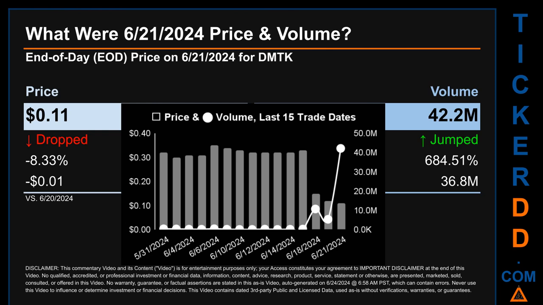The graph shows price and volume for the last 15 trade dates. Across a range of 24 cents, the max and minimum end-of-day price were respectively 0.35 and 0.11. Volume saw a range of 42.1 million, from a day low of 117.7 thousand to a day high of 42.2 million.